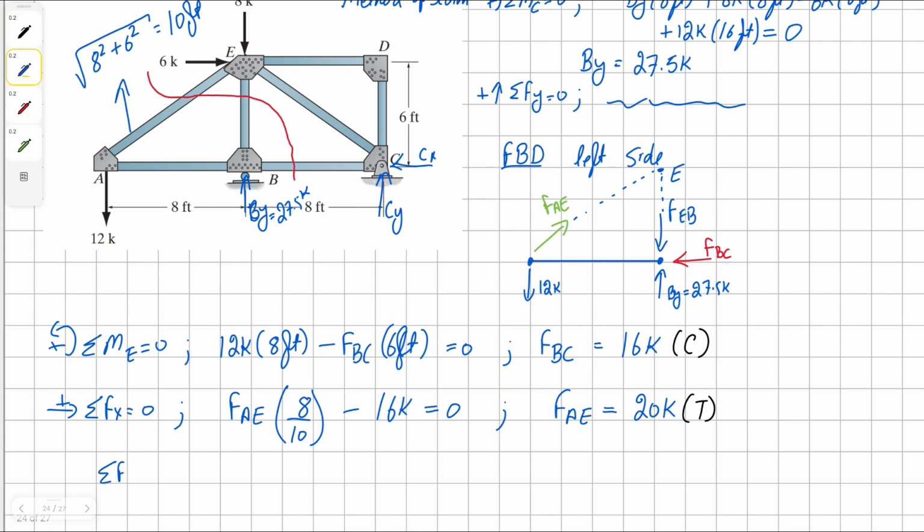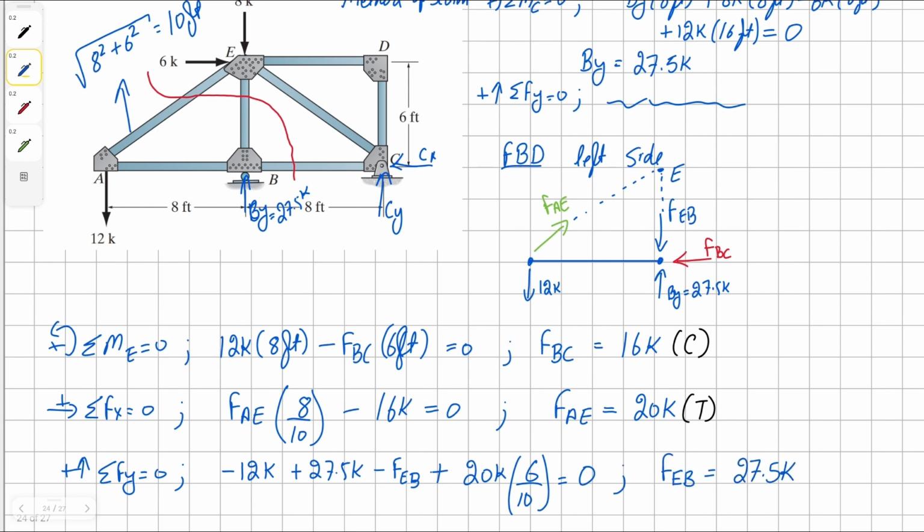Now we can sum the forces in y direction to find our solution for our final member, EB. So it's going to be negative 12K, positive 27.5K, negative EB, and positive vertical component of force AE, all equals to 0. In this equilibrium equation, we get our solution as 27.5K, and this member is in compression. So on this, we get our final solution for all three required members.